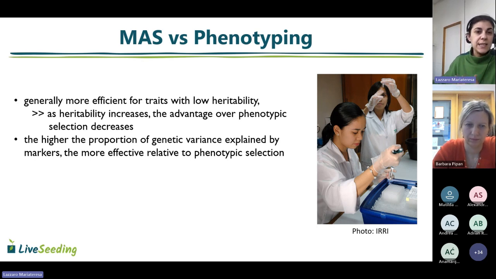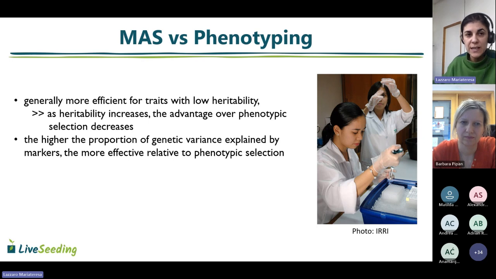And the higher the proportion of the genetic variance which is explained by the markers that are available or that we can use, the more effective marker-assisted selection is compared to phenotypic selection. The reflection that has to be done is in terms of time and cost. So when there is a trait which is either very easy or very cheap to phenotype, then most likely we are fine with phenotyping.